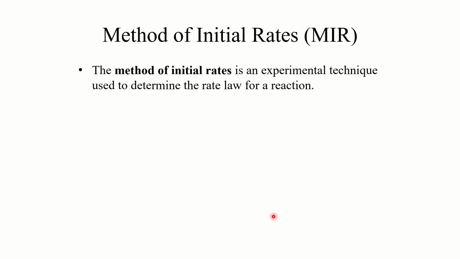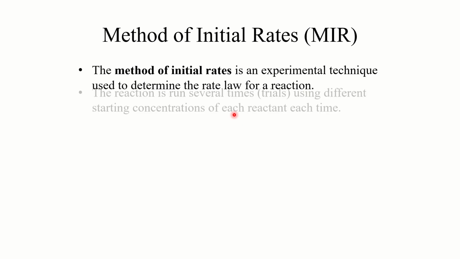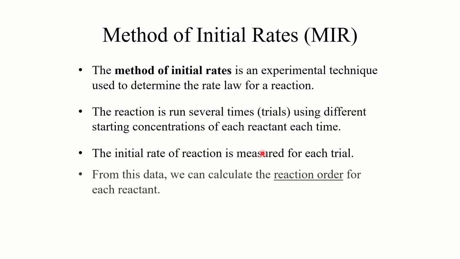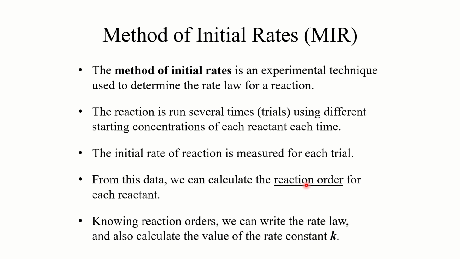So the most common method you will see is something called the method of initial rates, which may be abbreviated as MIR. The method of initial rates is an experimental technique used to determine the rate law for a reaction. The reaction is run several times using different trials where we use different starting concentrations of each reactant each time. The initial rate of reaction is measured for each trial, and then from this data, we calculate the reaction order for each reactant. Knowing reaction orders, we can then write the rate law and then calculate the value of the rate constant k.